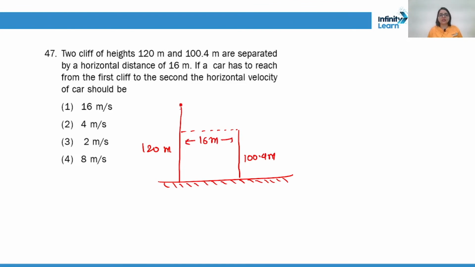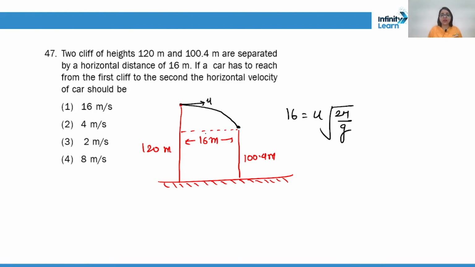If a car has to reach from the first cliff to the second, let's say the horizontal velocity of the car is u. It will perform this motion something like this, and its range will be 16 meter. So range is u into under root 2h by g.